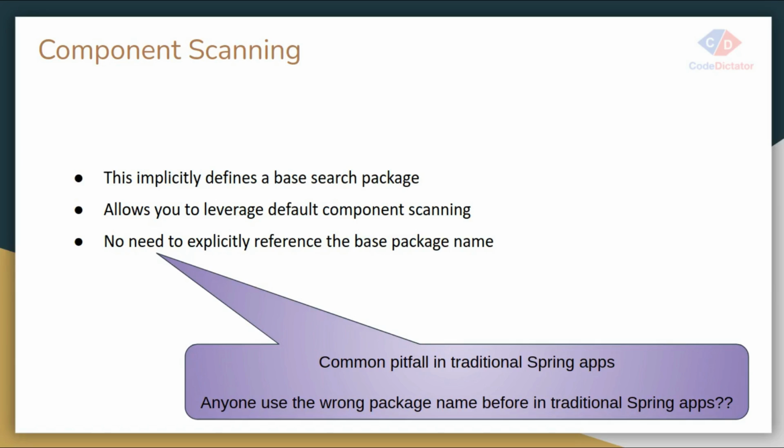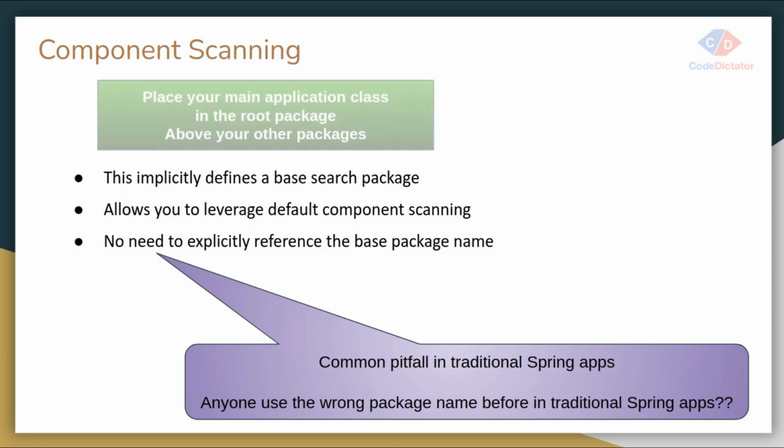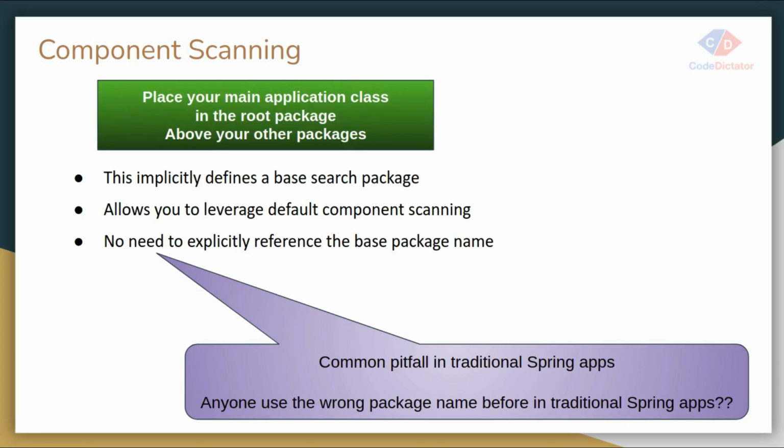So why do we require this? Because anyone can make simple mistakes, like writing a wrong package name. In traditional Spring applications, we had to do a lot of setup manually, like the context and setting the paths. At that time there were scenarios where we could make typos or spelling mistakes. So it is completely avoided in your Spring Boot application, and you can place your main application class in the root package, above your other packages. This is basically a best practice that we follow in organizations.